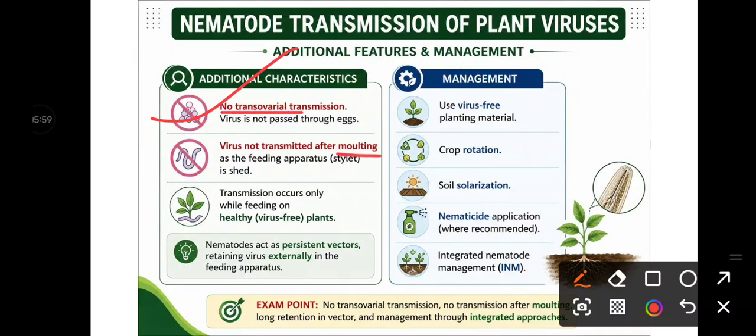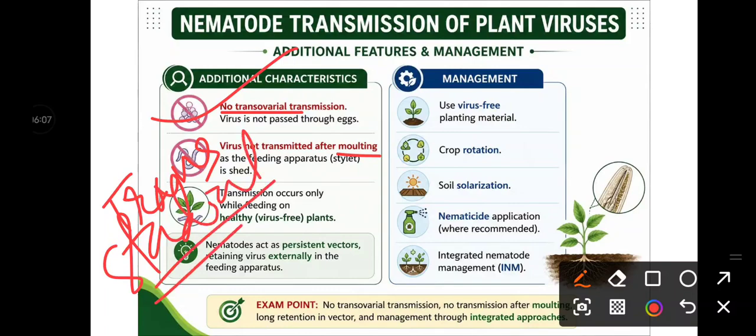So there is no trans-ovarial transmission, and another term is transstadial. Transstadial means the virus will remain after molting also. So in the case of nematode, there is no trans-ovarial as well as no transstadial transmission. No trans-ovarial means it will not pass to the egg, and no transstadial means after molting the nematode will not remain viruliferous, it will lose the virus, because it is just present ectophytically over there.